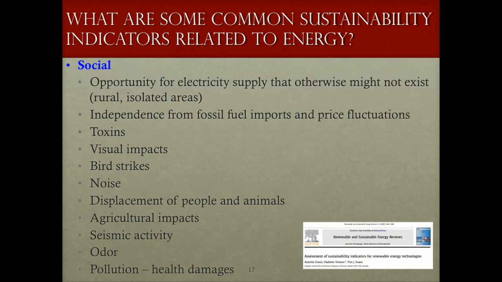Social indicators include the opportunity for electricity supply that otherwise might not exist, for example in rural and isolated areas, independence from fossil fuel imports and price fluctuations, toxins, visual impacts, bird strikes, noise, displacement of people and animals, agricultural impacts, seismic activity, odor, pollution related to health damages for the society.